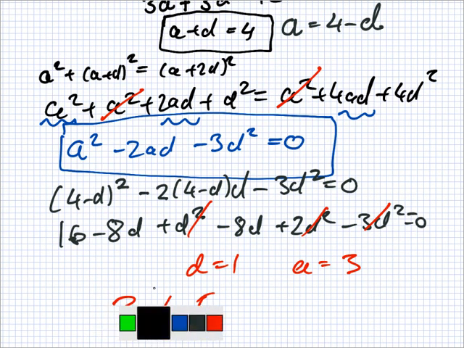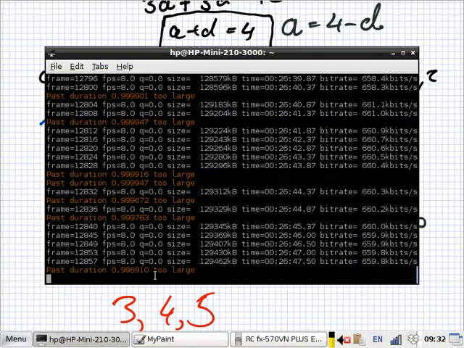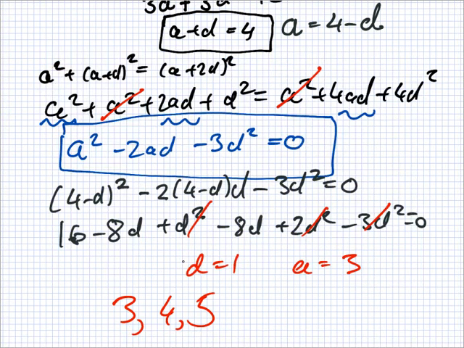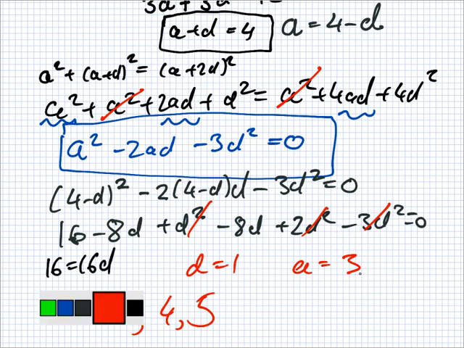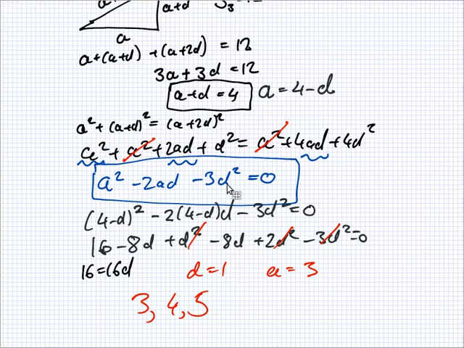What's that? 26. Because this equation ends up being 16 equals 16D. Yep, that's why I picked it. Not easy, but a little easier.